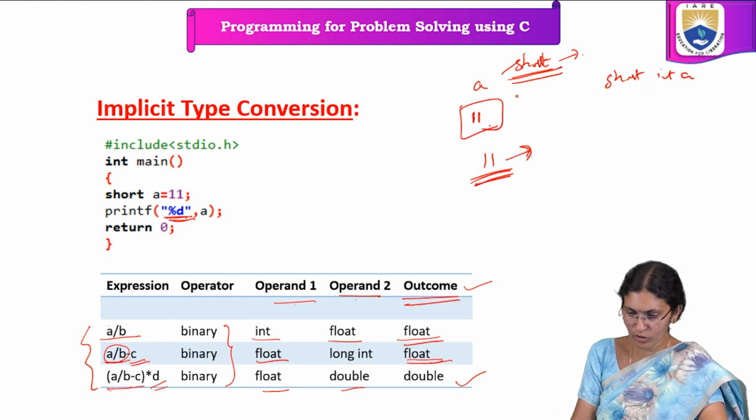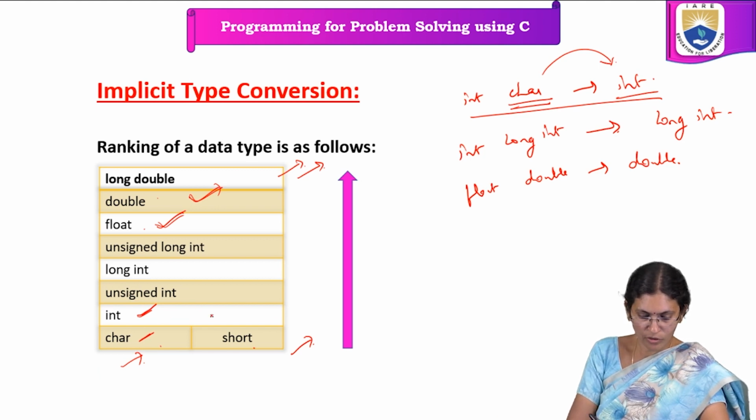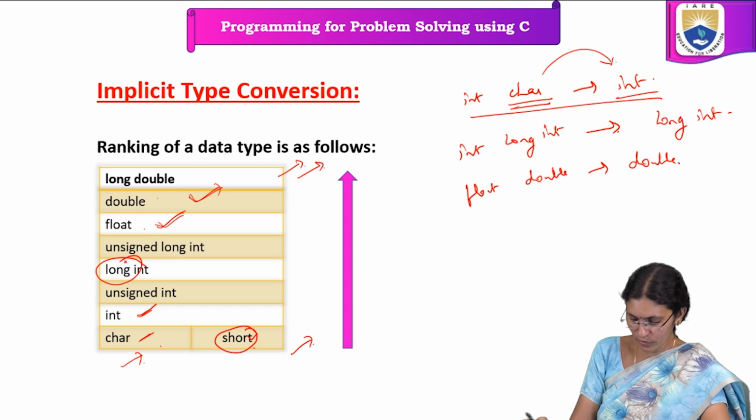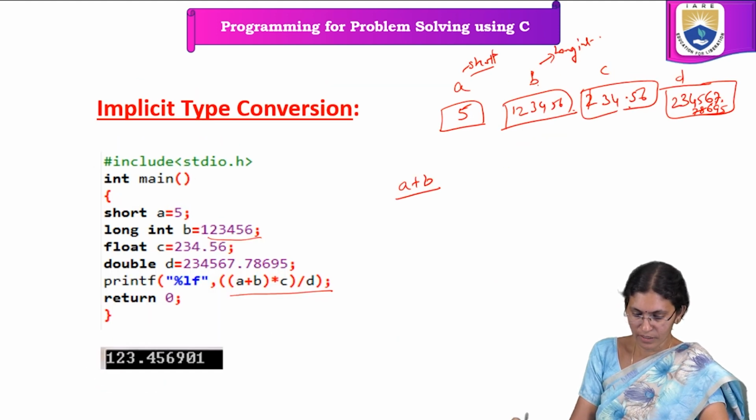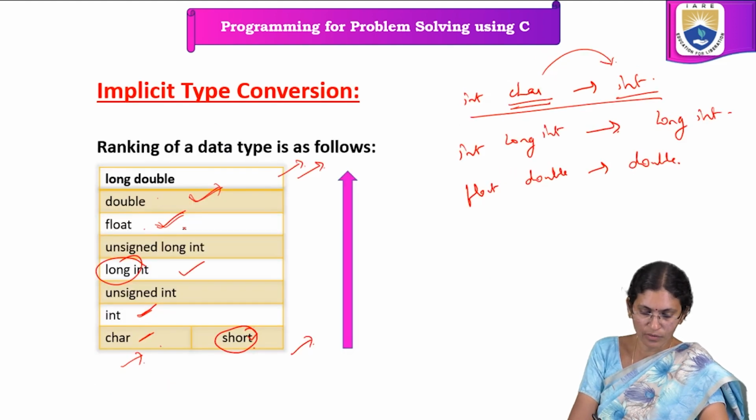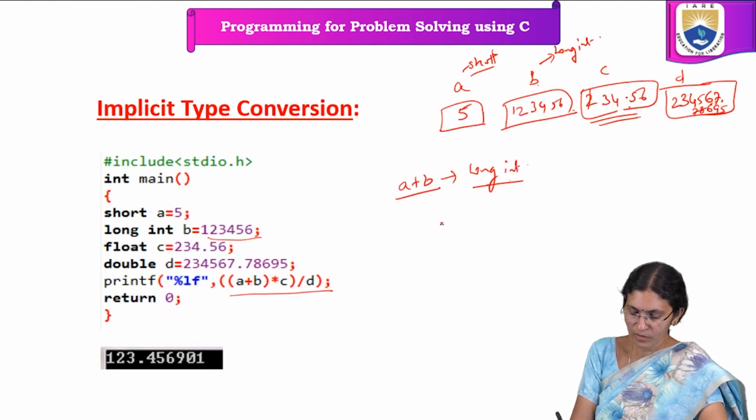According to this table, the output of short and long int will be long int. So a plus b will be evaluated to long int and then multiplied by c. c is a float type, so when in an expression we have long int and float, the output will be a float value. So a plus b into c will be a float type. After that, when you perform division, a plus b into c divided by d.